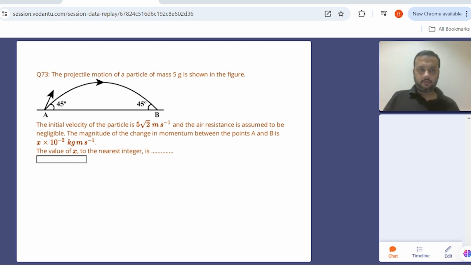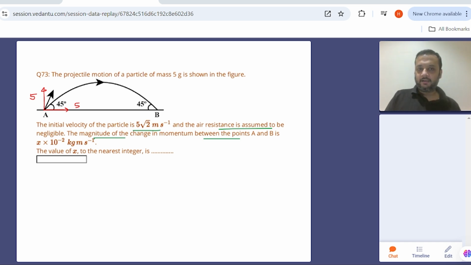So here, in this projectile motion problem, a particle of mass 5 gram is thrown. The initial velocity is 5 root 2 meter per second at an angle of 45 degree. Air resistance is 0. We have to find the magnitude of change in the momentum between point A and point B. So at point A, the x velocity is 5 root 2 cos 45, which is 5. The y velocity is again 5 root 2 sine 45, which is again 5.